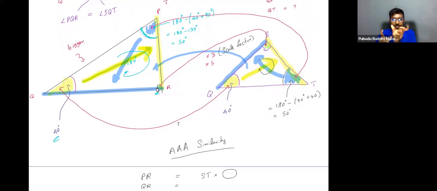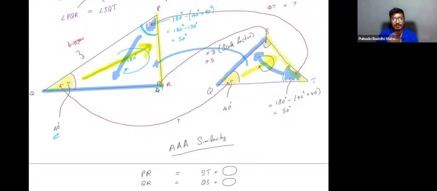So there is a relationship between QR and QS because those sides are corresponding. So to get QR, we should multiply QS by the same value. We multiplied ST initially by that value to get PR. We use the same value. See, the same value. That's the beauty of this. Use the same value. That's the scale factor, in other words, right?